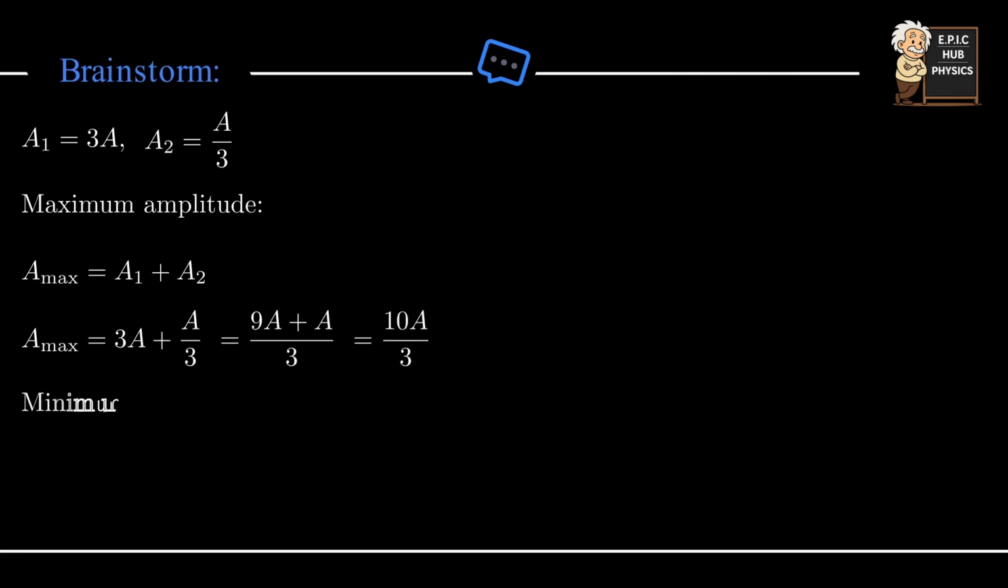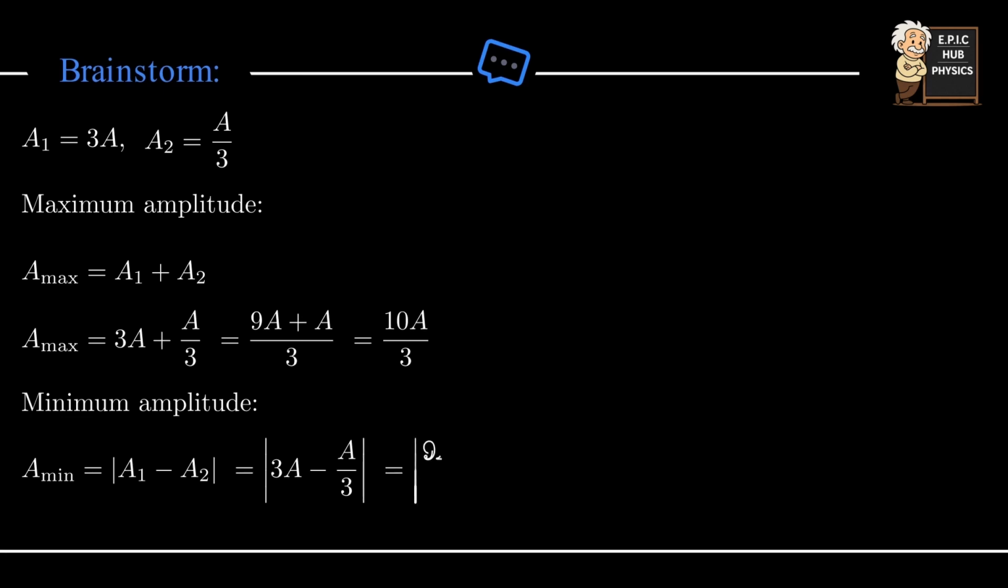Next, we determine the minimum amplitude. The minimum amplitude occurs when the waves are in antiphase, so we take the absolute difference between the amplitudes. So the minimum amplitude equals the magnitude of a1 minus a2. Substituting the values gives the magnitude of 3a minus a divided by 3. Again, we write 3a with the same denominator. 3a is 9a divided by 3. So we now have the magnitude of 9a divided by 3 minus a divided by 3. Subtracting gives 8a divided by 3, so the minimum amplitude is 8a over 3.